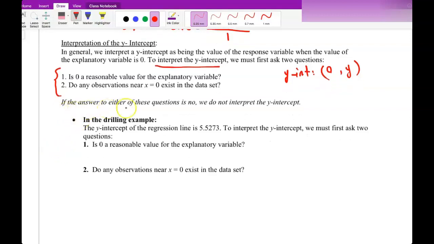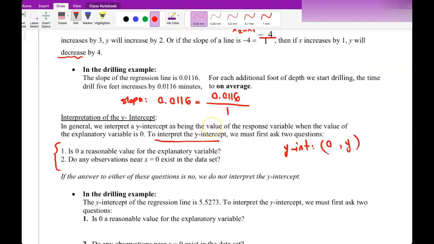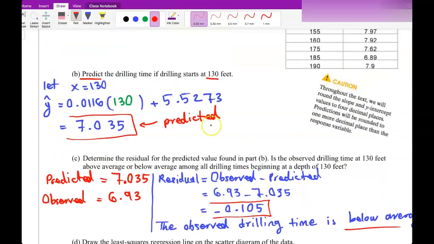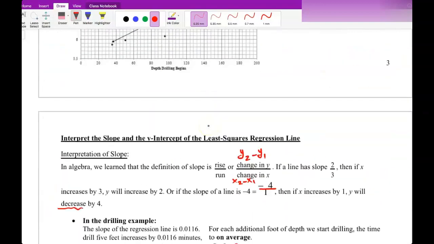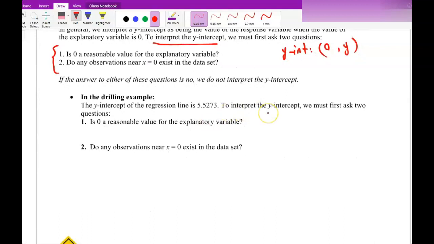Okay, if the answer to either of these questions is no, we do not interpret the y-intercept, so we're not going to have a y-intercept. In the drilling example, the y-intercept of the regression line is 5.5273, this number here. And to interpret the y-intercept, we must first ask these two questions.